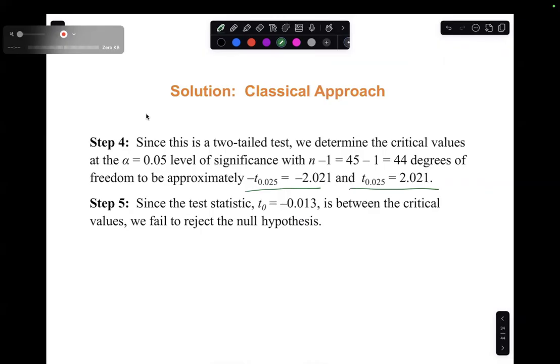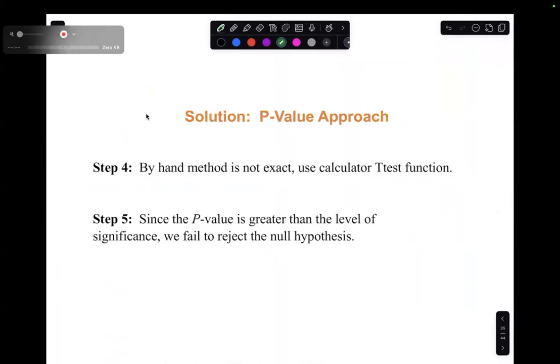So this is for the two-tailed test, so we're going to get a p-value. This even says the by-hand method is not great, so we're going to use the calculator. This is the function that we're going to use. It's t-test, and I'm going to show you how to use that. This will give you a p-value. So let's jump over to the calculator.